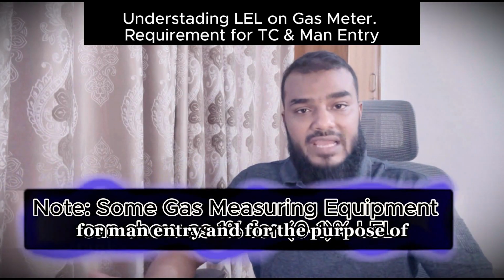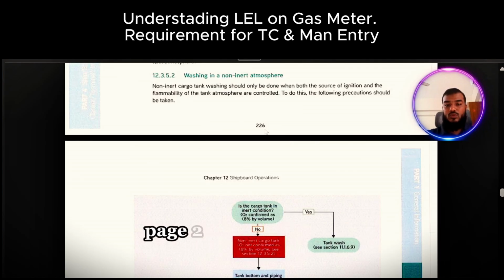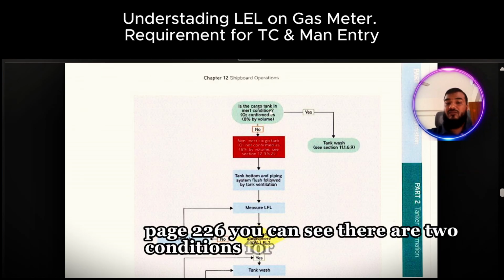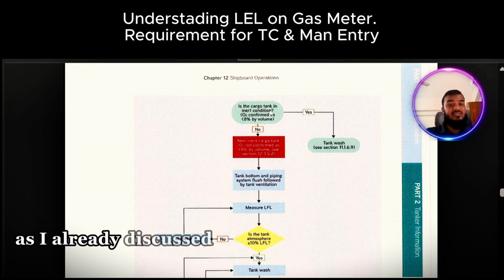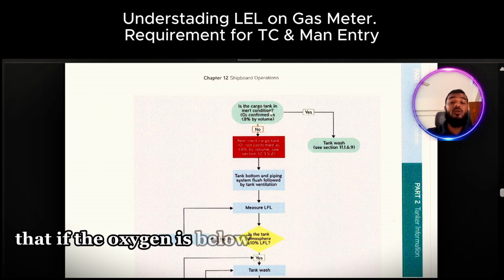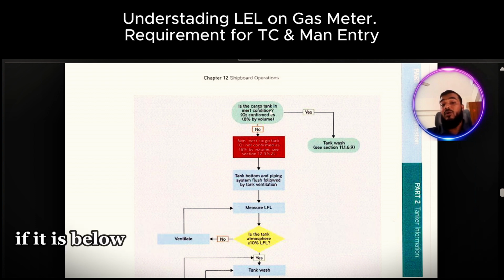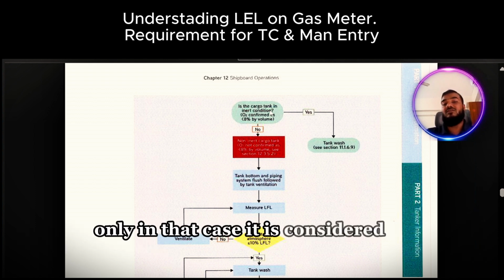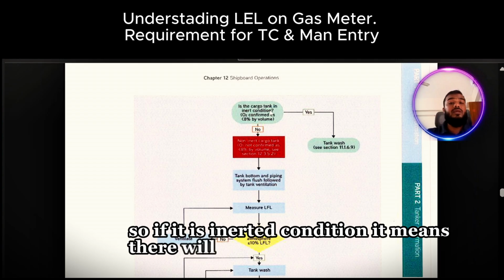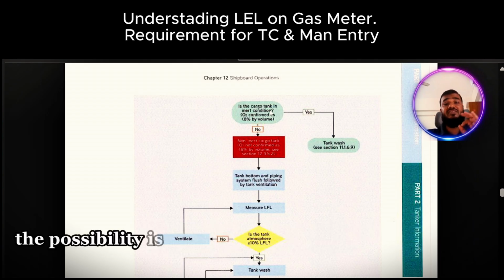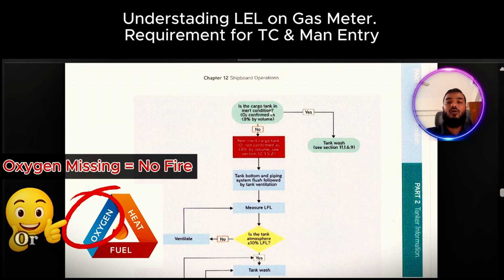For the purpose of tank cleaning, in chapter 12, shipboard operation, there is a tank cleaning flowchart. On page 226 you can see there are two conditions for tank cleaning. One can be inerted, the other can be non-inerted. As I already discussed a few minutes ago, if the oxygen is below 11%, there will be no fire. But as per SOLAS requirement, only if it is below 8% is it considered an inerted condition. So if it is inerted, there will be no fire at all. The possibility is zero, so you can start tank cleaning without worrying about the LEL or the hydrocarbon presence.